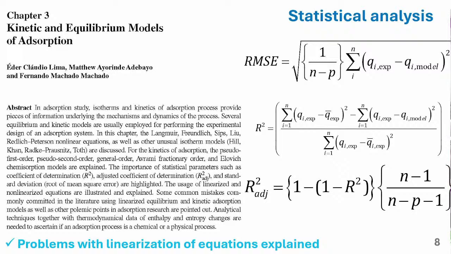Liu, Avrami fractional order. Then the concentration-dependent data can also be subjected to the equilibrium models, also known as isotherm models. The most popular one is Langmuir. Then we have Freundlich, we have Liu, Sips, and the rest. And thermodynamic equations are used, especially van't Hoff, to calculate parameters to determine the spontaneity, the exothermic nature of the adsorption process, and the randomness of the adsorption process.